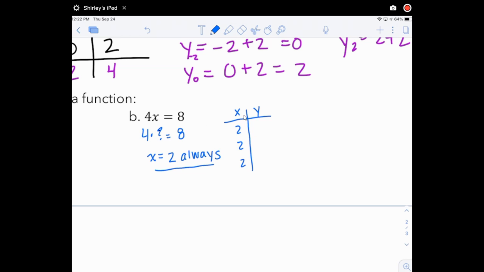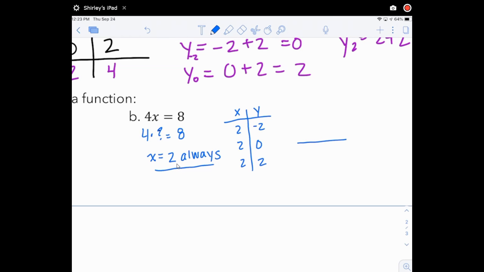No matter what my y value is, it does not matter at all what I pick, it's always going to spit out 2 in my equation. Negative 2, doesn't matter, my answer is 2. 0, my answer is 2. There's no y value here because there's no output. So no matter what happens, my x value is always staying at 2.